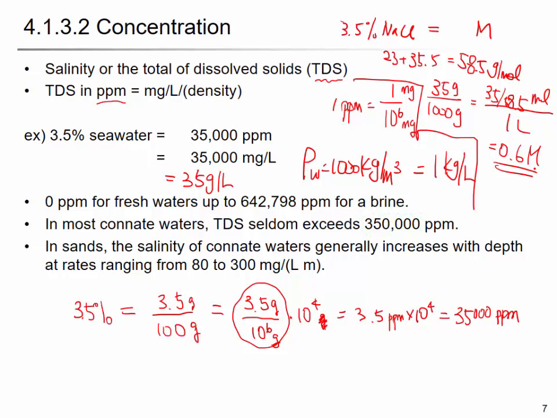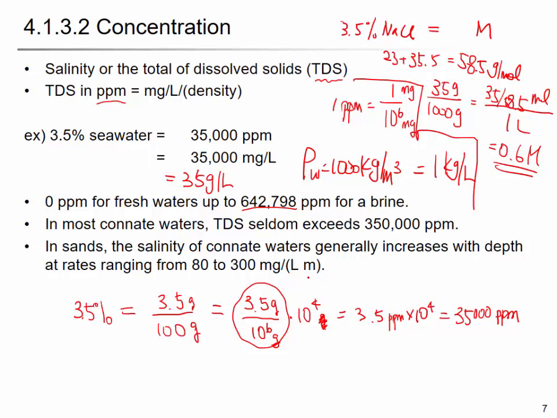Okay, so 0 ppm for fresh water up to 600,000 ppm for brine, which is much more saline than the seawater. And in Kone water, TDS seldom exceeds 350,000 ppm, so 10 times that of the seawater. In sand, salinity of the Kone water generally increases with depth, ranging from 80 milligram per liter per meter to 300 milligram per liter per meter. So this is the concentration gradient.